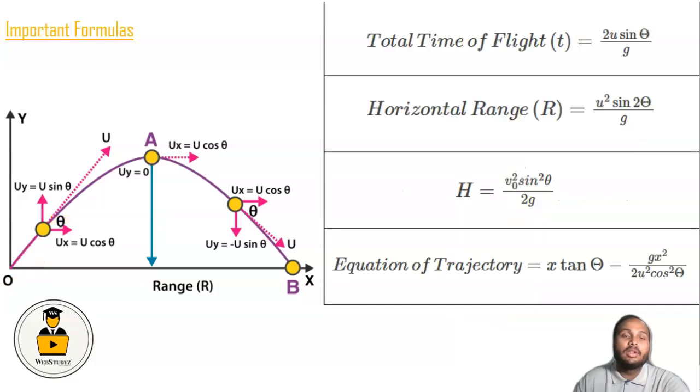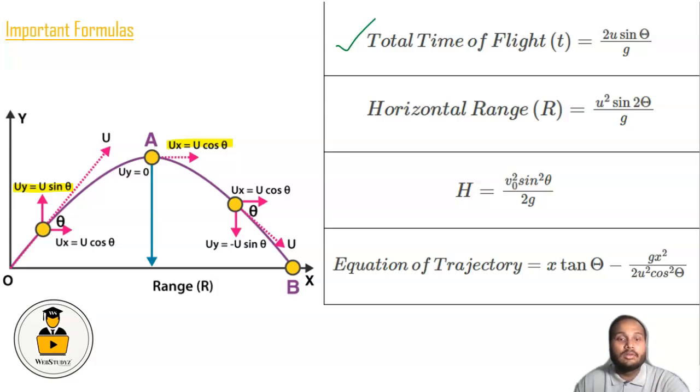Now there are some important formulas which, if you learn, you will definitely be able to solve the question. The first one is time of flight, which is 2u sine theta by g. Also note that u sine theta is equal to uy, so we can replace it with uy. Similarly, u cos theta can be replaced by ux.